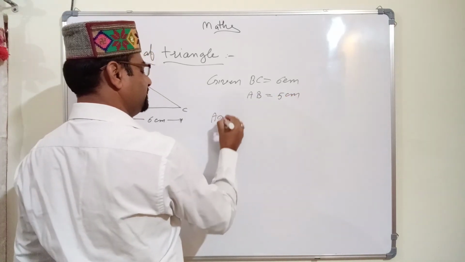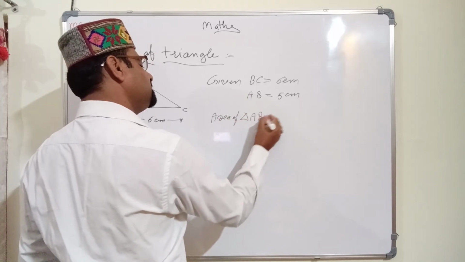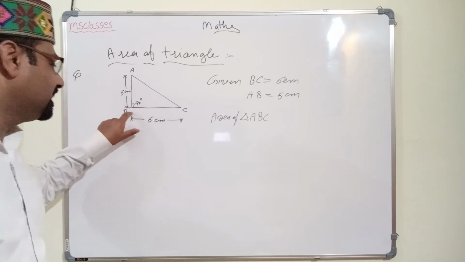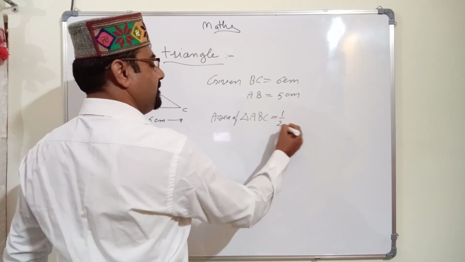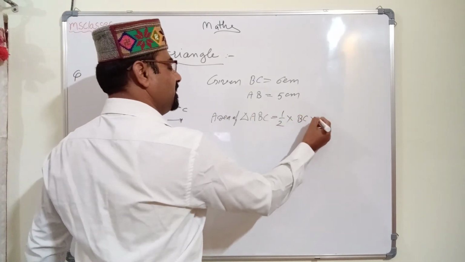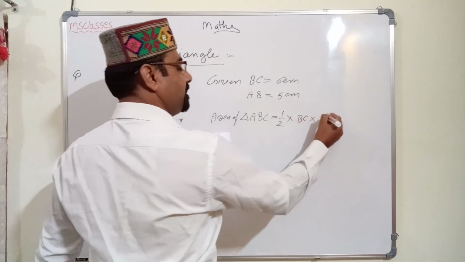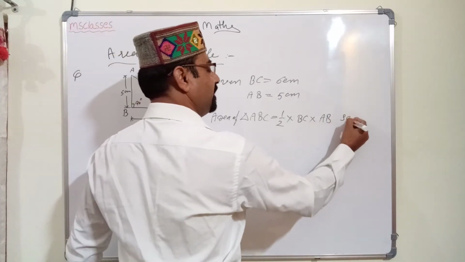Then area of triangle ABC. Guys, this is a right angle triangle ABC, right angle at B. This is equal to half into base will be BC, into height will be AB, square unit.